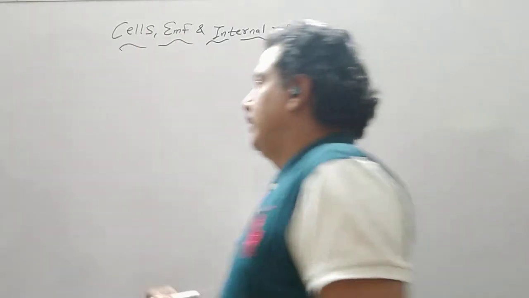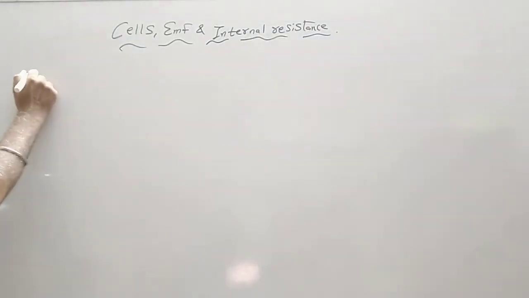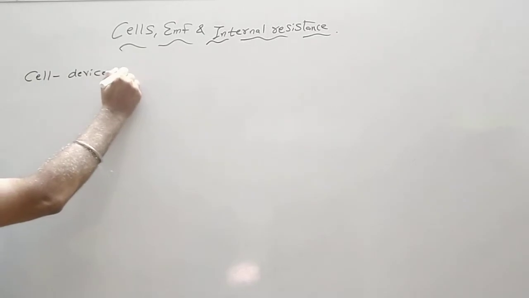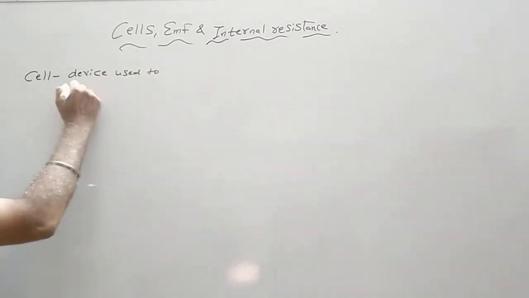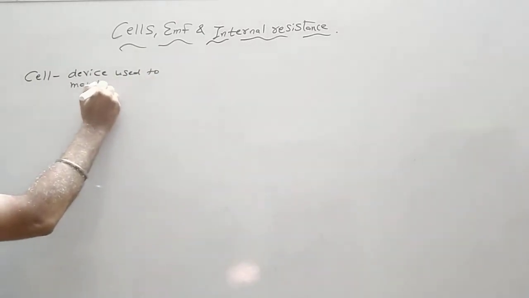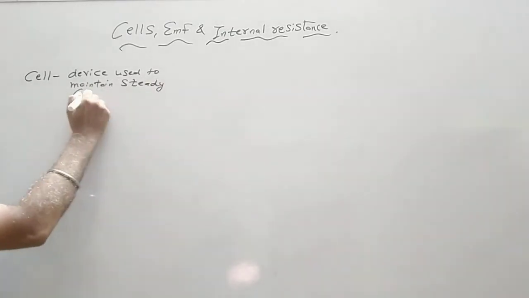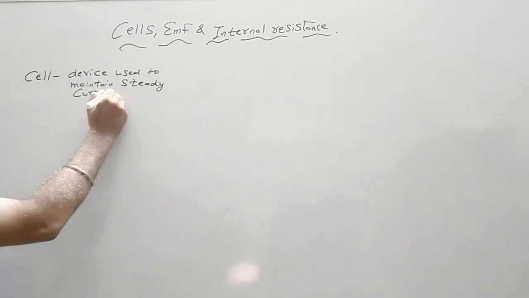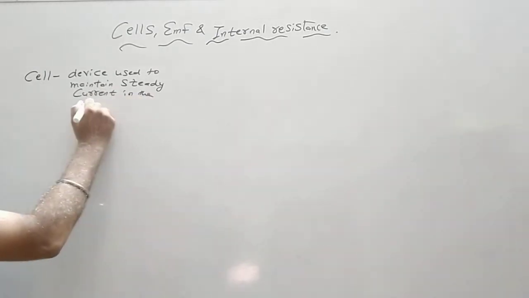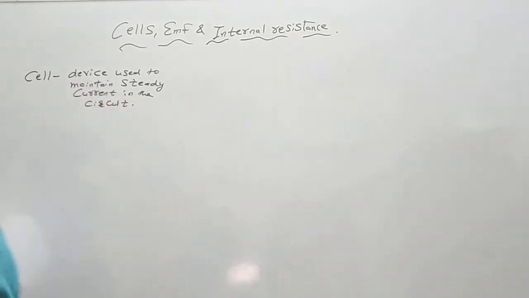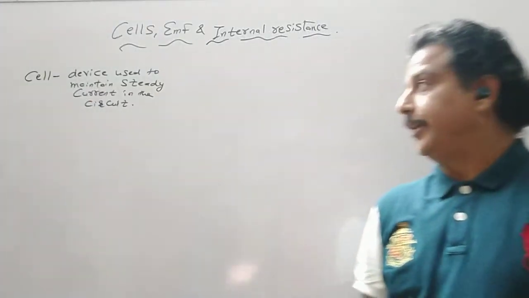Now we know that the cell is a device. So what is a cell? It is a device used to maintain a steady current in the circuit. So we use it to obtain a steady current in the circuit.